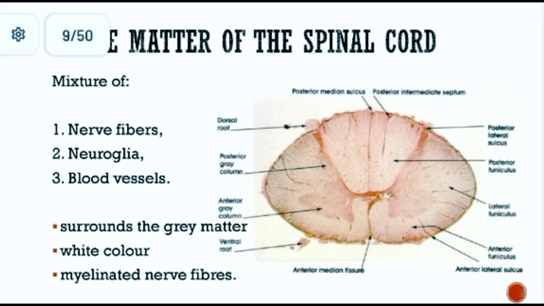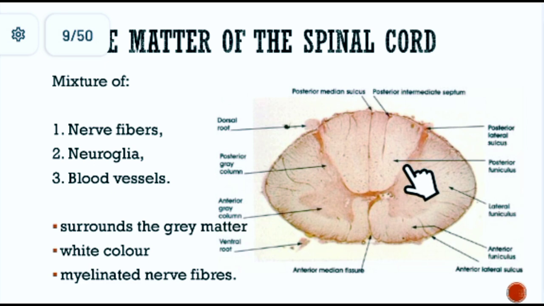So when we talk about the white matter of the spinal cord, I want you to know that it's simply a mixture of the nerve fibers and the neuroglia. Neuroglia are simply supporting cells. We have supporting cells such as the ependymal cells, the astrocytes, and the oligodendrocytes. Those are supporting cells. They support the neurons. So those are going to be found in the white matter as well. We also have the blood vessels right there. Okay, you need to know that the white matter surrounds the gray matter, which is at the center.